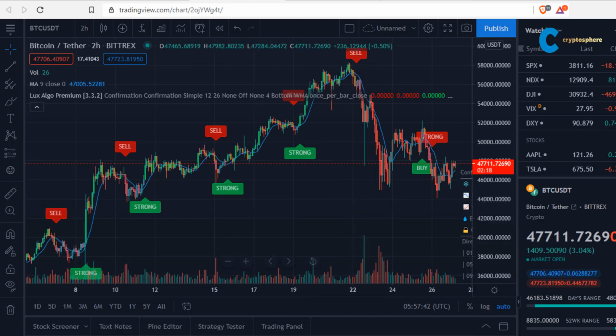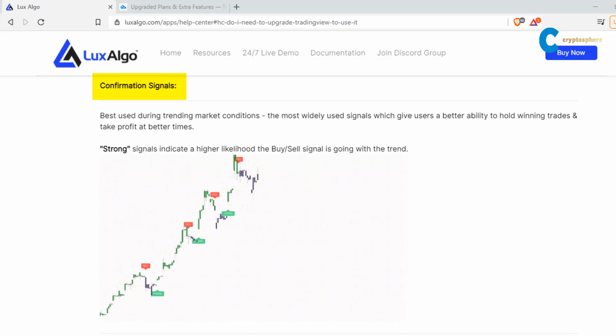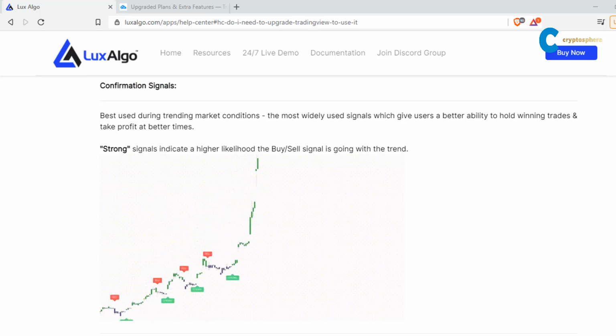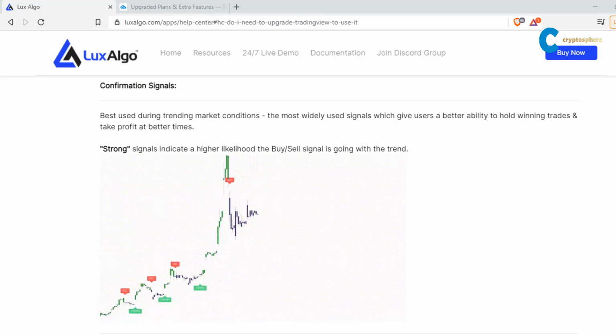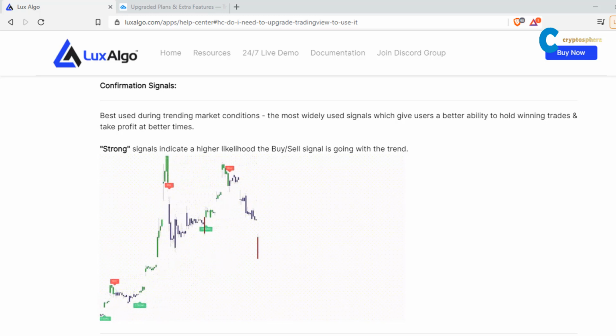You have so many options with this tool. I'll try to keep it simple and show how I set up my indicators. And therefore you need to understand what indicators you have and what they mean. The first signal we got is the confirmation signal. This one is best to be used during trending market conditions. When it says strong, this signal indicates a higher likelihood the buy or sell signal is going with the trend.